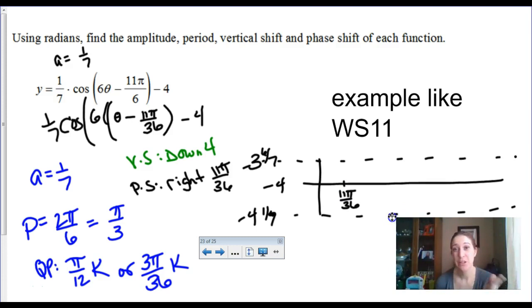Then I'm supposed to add 3 pi over 36s to each one to get my quarter points. So, man, this is awful. Alright, 11 pi over 36 plus 3 pi over 36 is 14 pi over 36. That does reduce, but I am not going to reduce it. I don't care. Adding another 3 pi over 36 would be 17 pi over 36. That one does not reduce. Adding another 3 pi over 36 is 20 pi over 36. That does reduce, leave it. And this is 23 pi over 36.